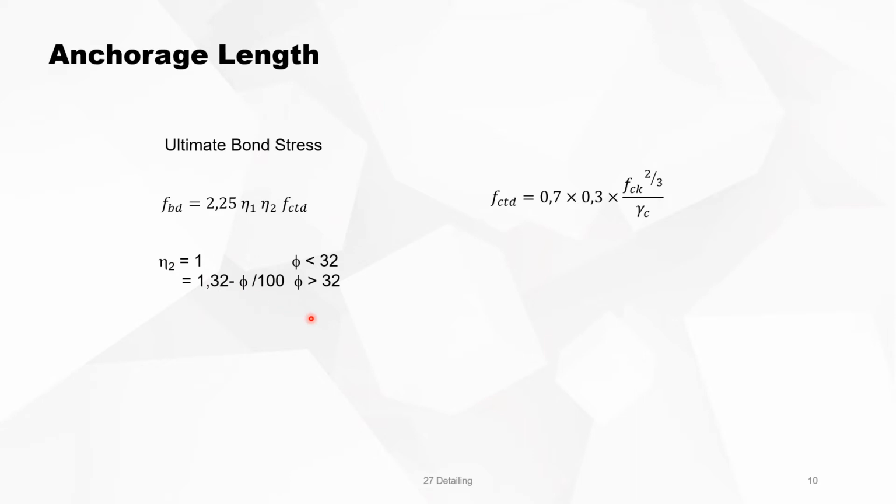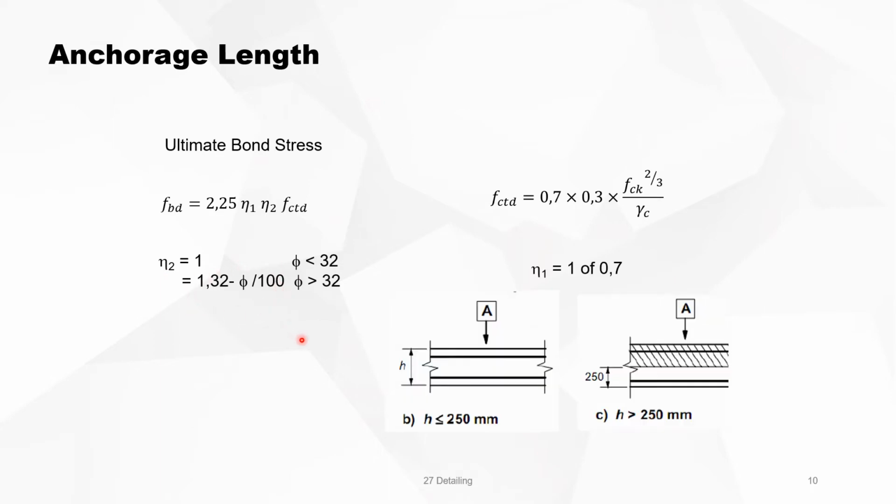Eta 2 is a factor taking into account the size of the rebar. When the rebar is smaller than 32, it's 1. Otherwise, it's this formula. And eta 1 is a coefficient taking into account the position of the rebar. The position of the rebar is considered bad when it's in the top of the construction. And for h bigger than 250 millimeters, this is defined as a bad zone. And then eta 1 is 0.7.